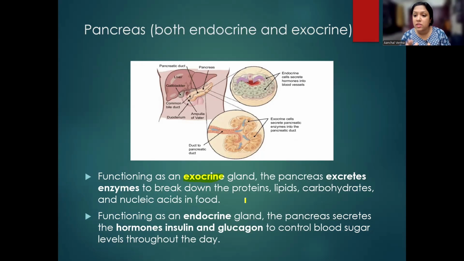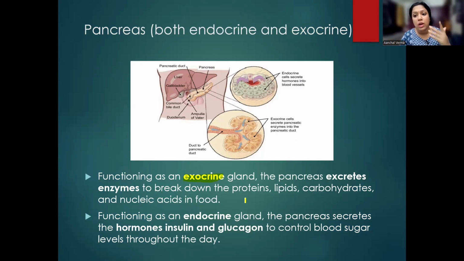Similarly, there are islets of Langerhans, which has got different types of cells: alpha cells for glucagon, beta cells for insulin, and delta cells for somatostatin. Though delta cell is not in your syllabus, somatostatin helps in controlling your height. That much awareness we should have. Somatotropin is a growth hormone released by pituitary, and somatostatin is a growth inhibitor released by your pancreas delta cells.